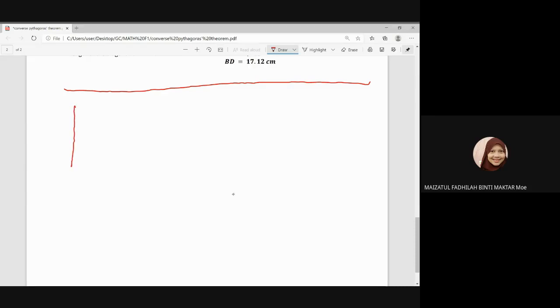Alright. So we already learned the Pythagoras theorem. This one. A, B, C. So if this one is your right angle triangle, the opposite of the right angle is your hypotenuse. The formula that you need to remember: C square equals A square plus B square, or C equals square root of A square plus B square.